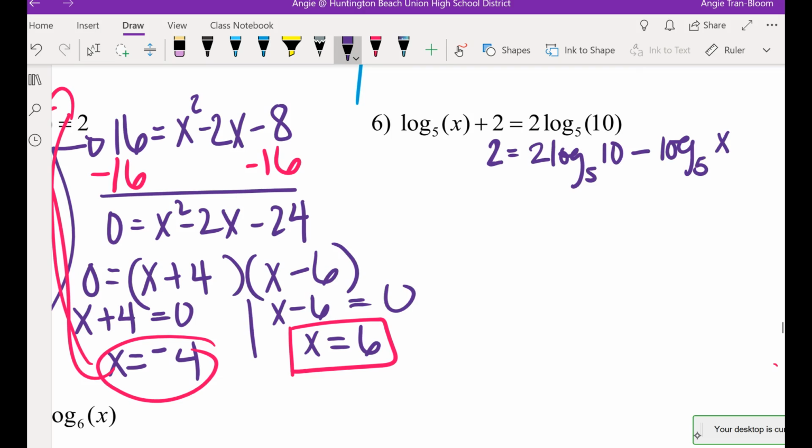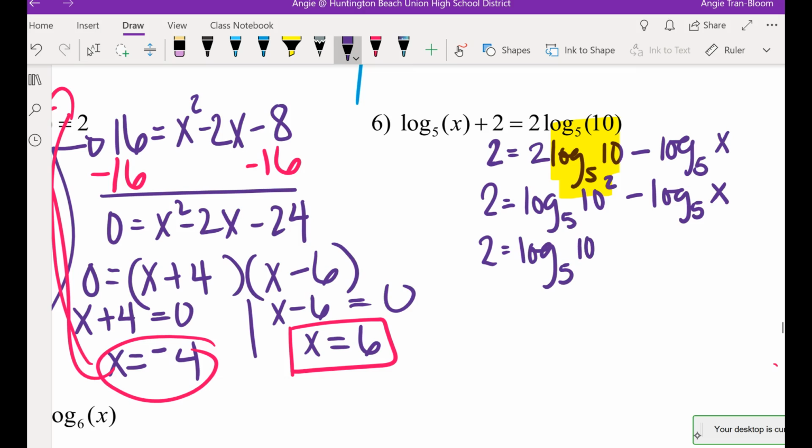Before I can condense, what should we do? Raise it, right? The 2 in front of log base 5 of 10 is a coefficient of the log. Coefficients of a log become what? Exponents, right? So log base 5 of 10 squared minus log base 5 of x. What's 10 squared? 100. So log base 5 of 100 minus log base 5 of x.